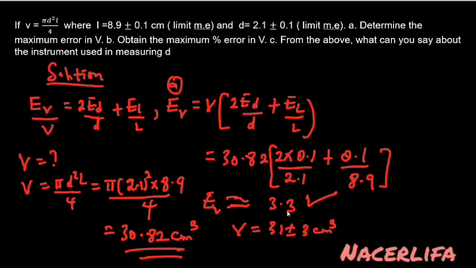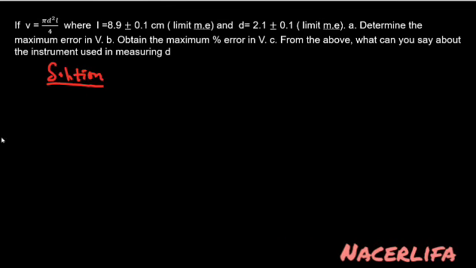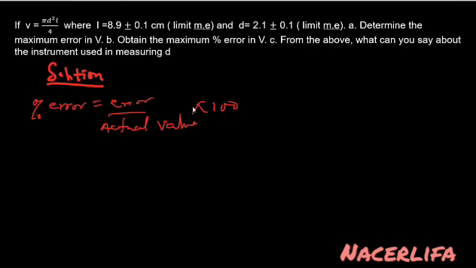Now, B says obtain the maximum percentage error in V. How do we do this? We want to obtain the maximum percentage error in V. The maximum percentage error in V will be the percentage error in D and the percentage error in L. And we know that percentage error can also be called fractional error or relative error. Percentage error is given as error upon actual value times 100. So this is the formula for finding the percentage error.